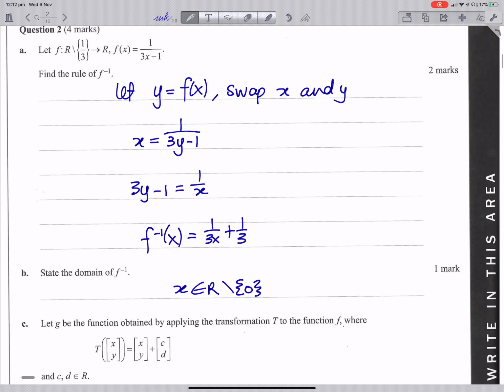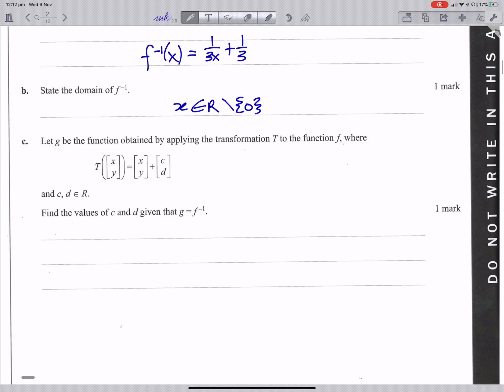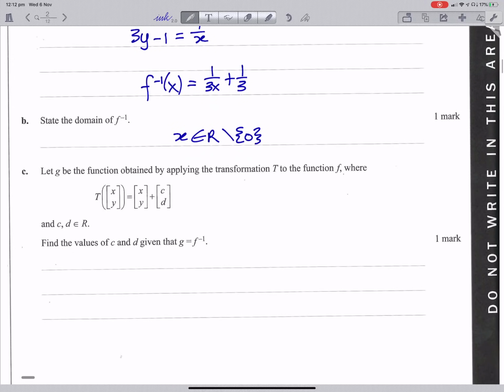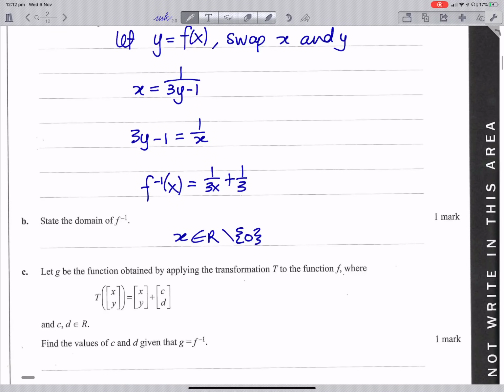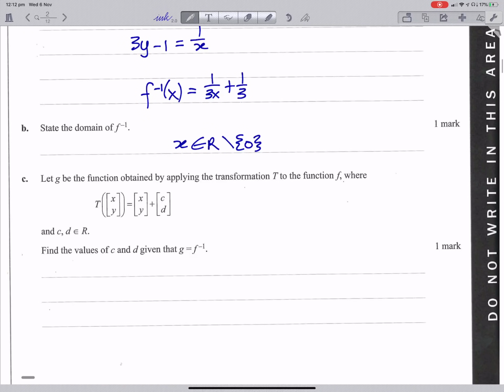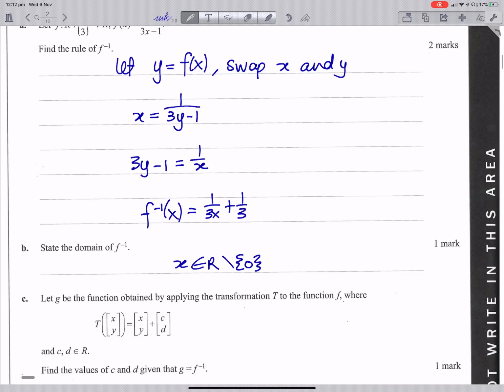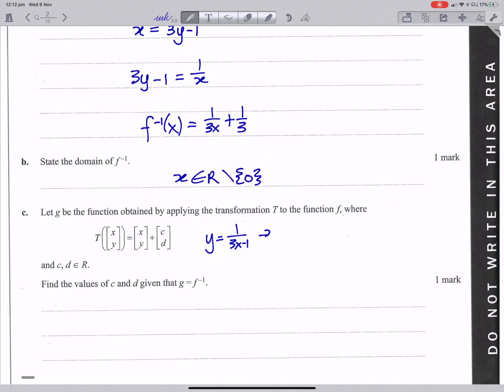Okay, so we start with the original function, and we want to end up with f inverse of x, and we call that g of x. So what do we need to do here? We've got the original function, y equals 1 on 3x minus 1, and that becomes 1 on 3x plus 3.